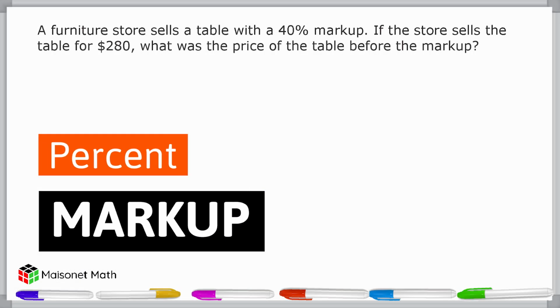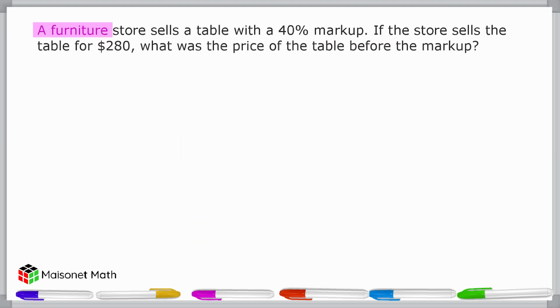Right, in this problem, we're going to solve a problem that involves markup to find the original price of an item. So the problem reads that a furniture store sells a table with a 40% markup. If the store sells the table for $280, what was the price of the table before the markup?